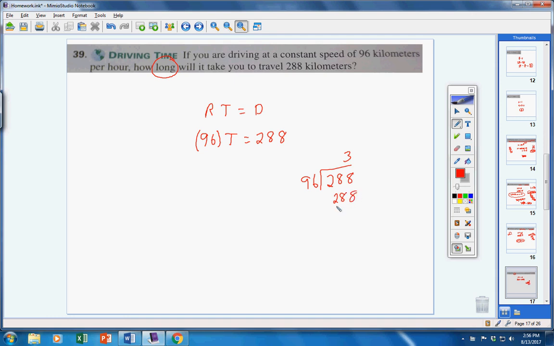Alright, comes out exactly right. 3 times 96 is 288. So your answer is 3. Now 3 what? It's time. Is it minutes, seconds, hours? Well, look at your speed. It's 96 what? Kilometers per hour. So the time is going to take 3 hours. That's your time. Okay? Alright, one more problem.